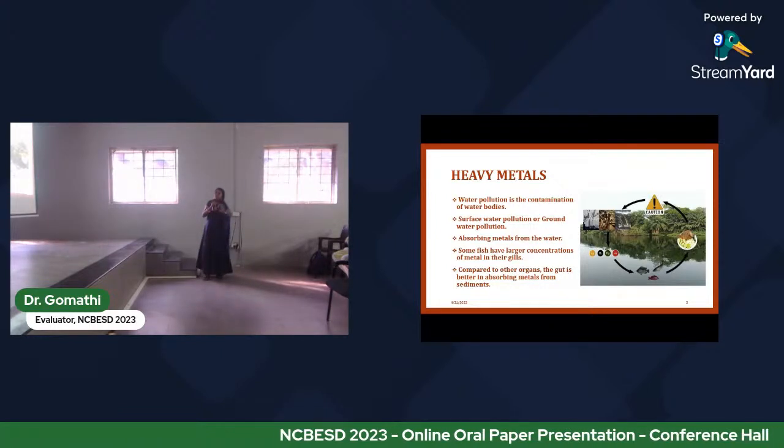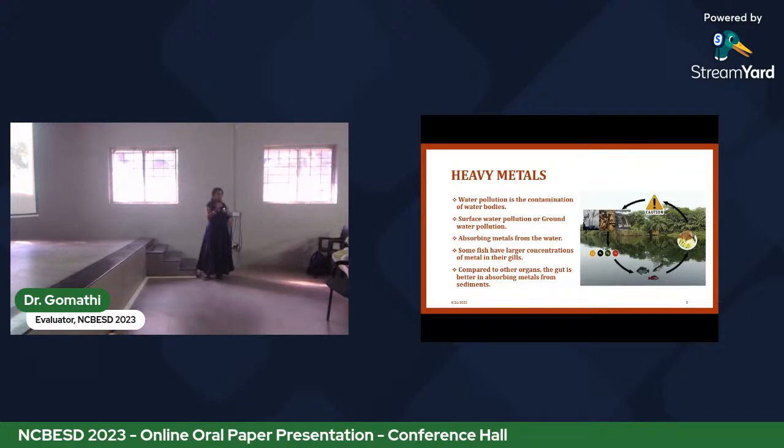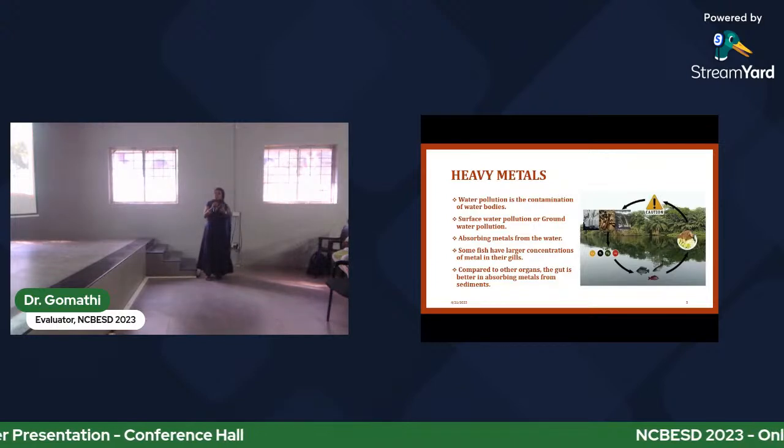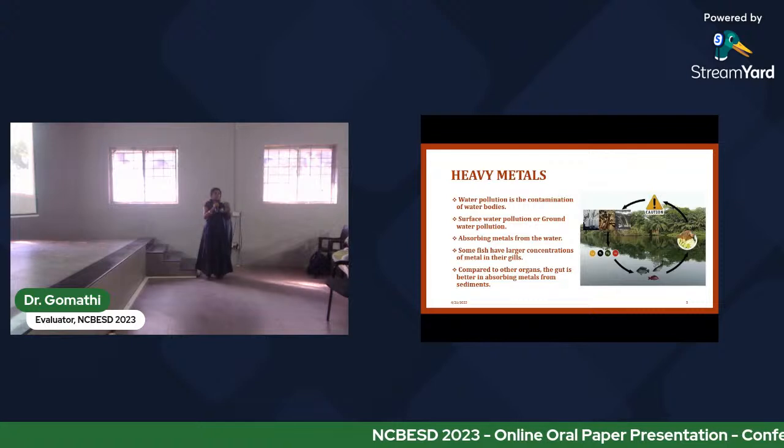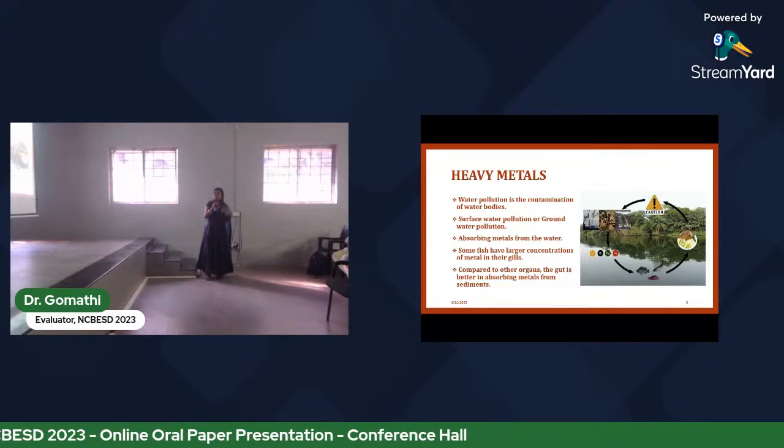While a fish consumes food under the water, it will consume heavy metals also. A large concentration of the heavy metals is stored in the gills, and in the fish organs, the gut absorbs metals from the sediments.